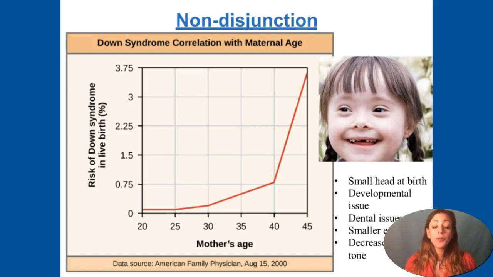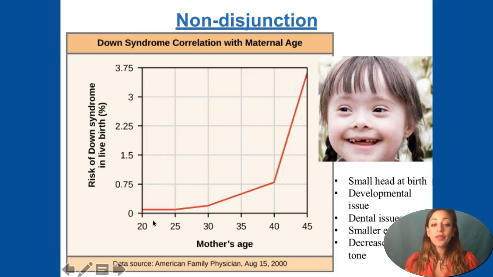Down syndrome actually has a big correlation with the maternal age of the mother. So if we look at this chart right here, the graph, you can actually see the mother's age right down here, and right here would be the risk of having an individual with Down syndrome if you have a live birth, so if the individual survives during birth.